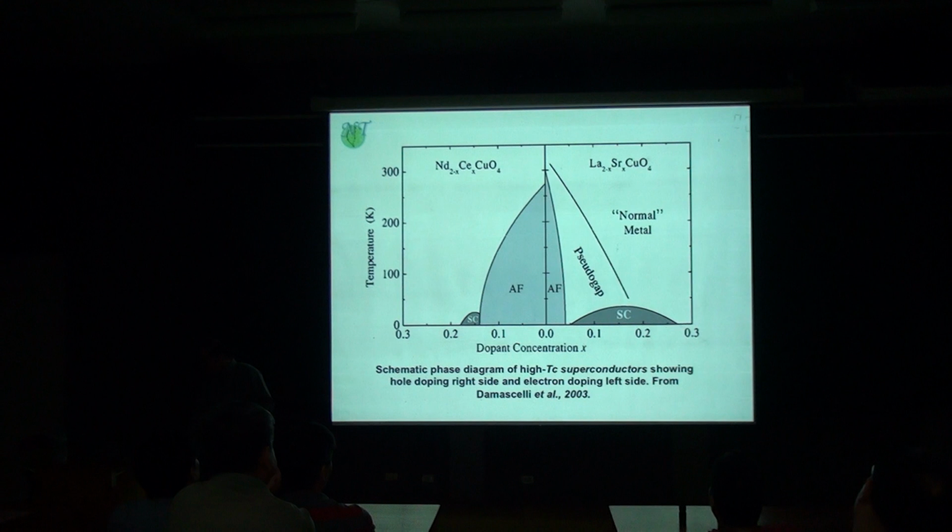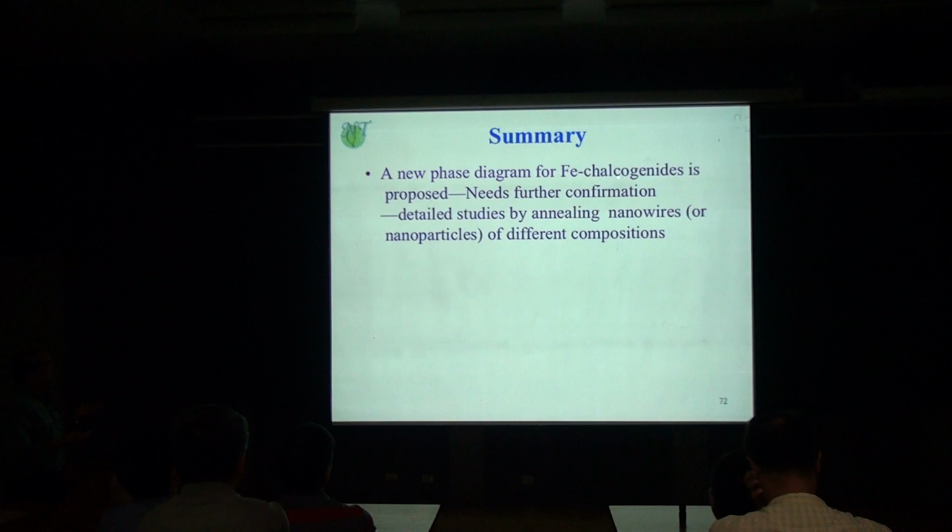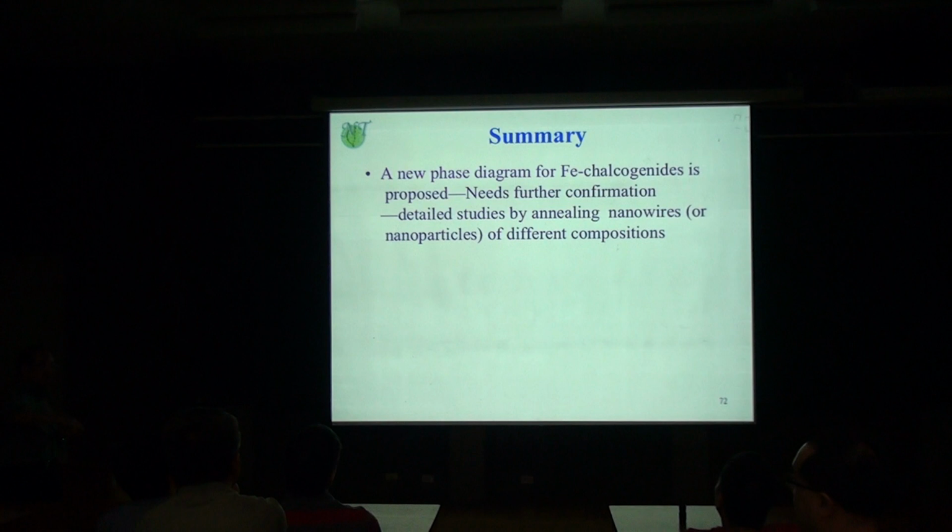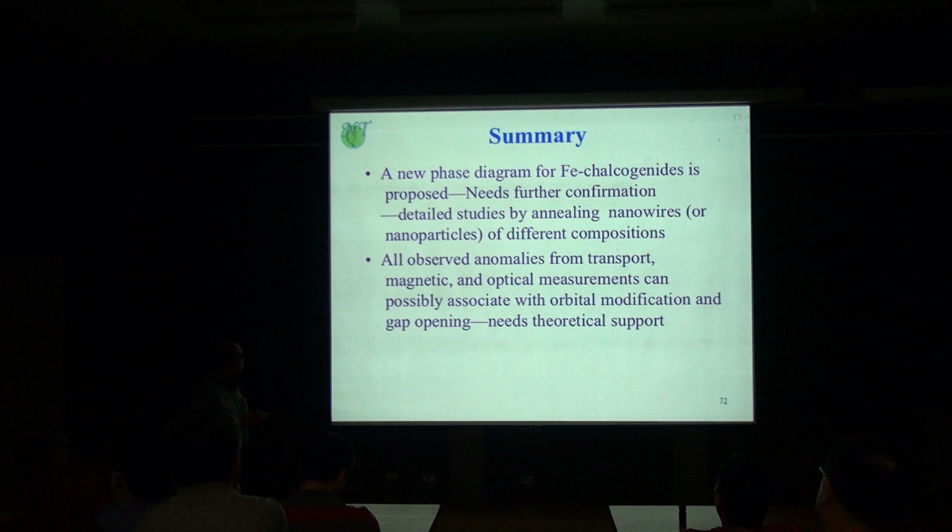Okay. So let me give a summary. I think that is the new phase diagram, and I believe that is the correct one, okay? Because we have already seen all this structure and phase. Of course, a detailed study in nanowires or nanoparticles with different compositions will give us a better idea how the superconducting and non-superconducting phases associate with each other. Okay. And all the anomalous transport, magnetic and optical measurements are associated with some kind of orbital modification and gap opening. And there has already been a lot of work to demonstrate how the superconductivity comes up from this feature. Okay, I think that's the work that needs to be done.